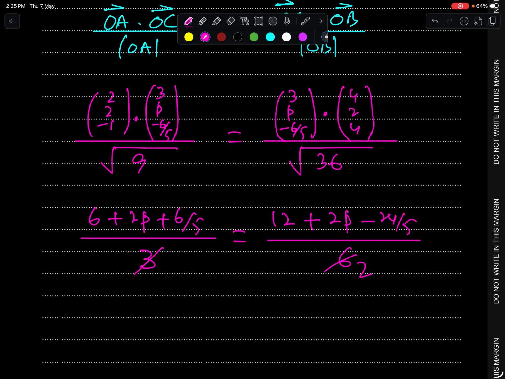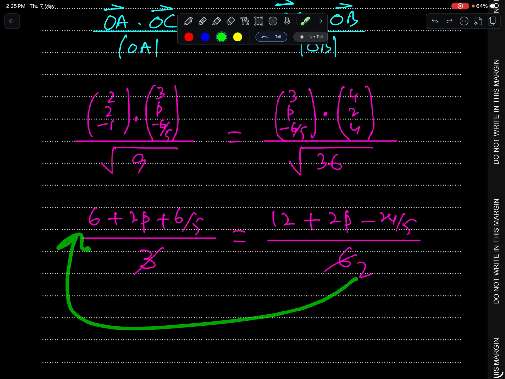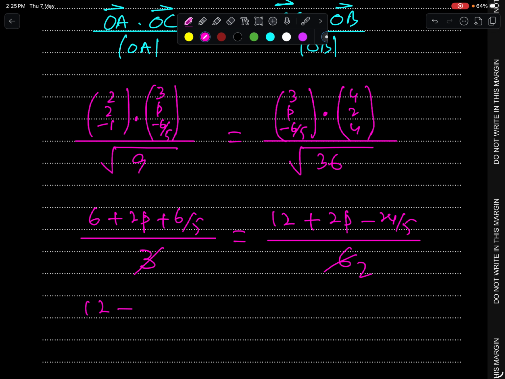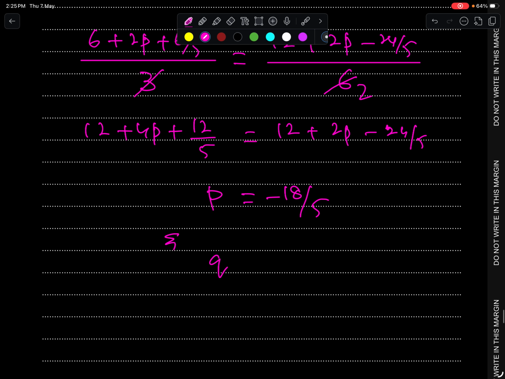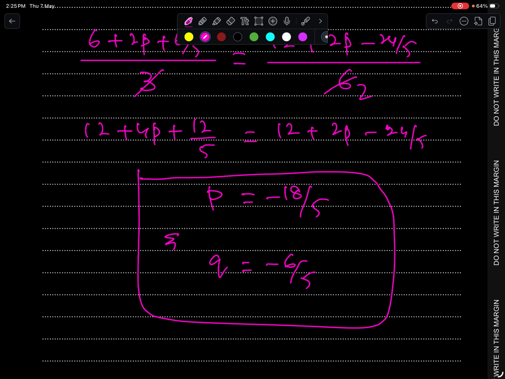Okay, so now multiply this 2 with this. So 12, 4P, 12 upon 5, equals 12, 2P, 24 upon 5. Simplify this and get the value of P. P is minus 18 upon 5 and Q is minus 6 upon 5. Alhamdulillah, finally we have done this.